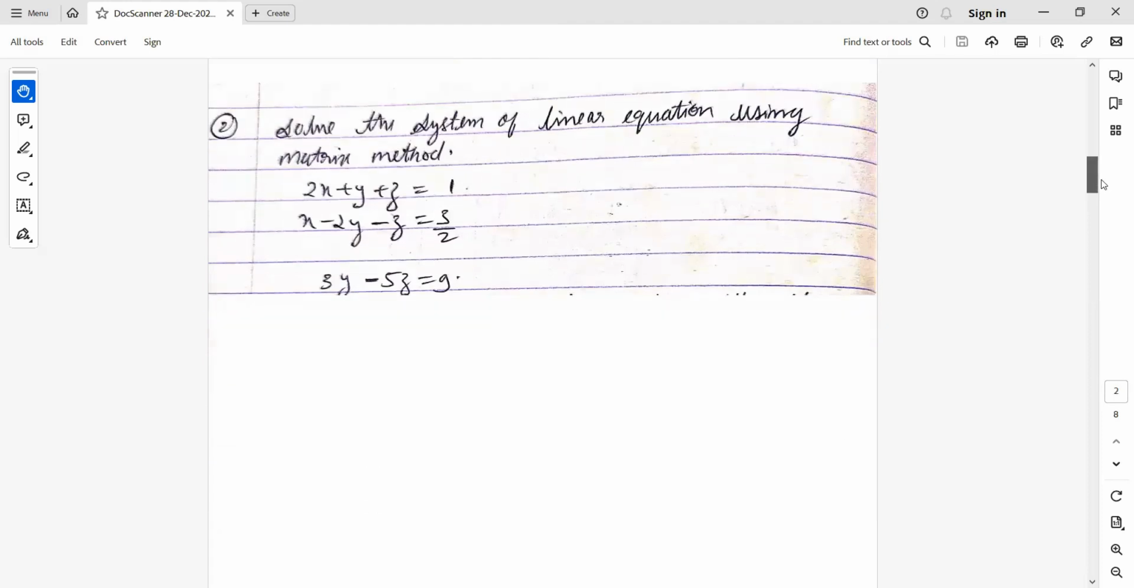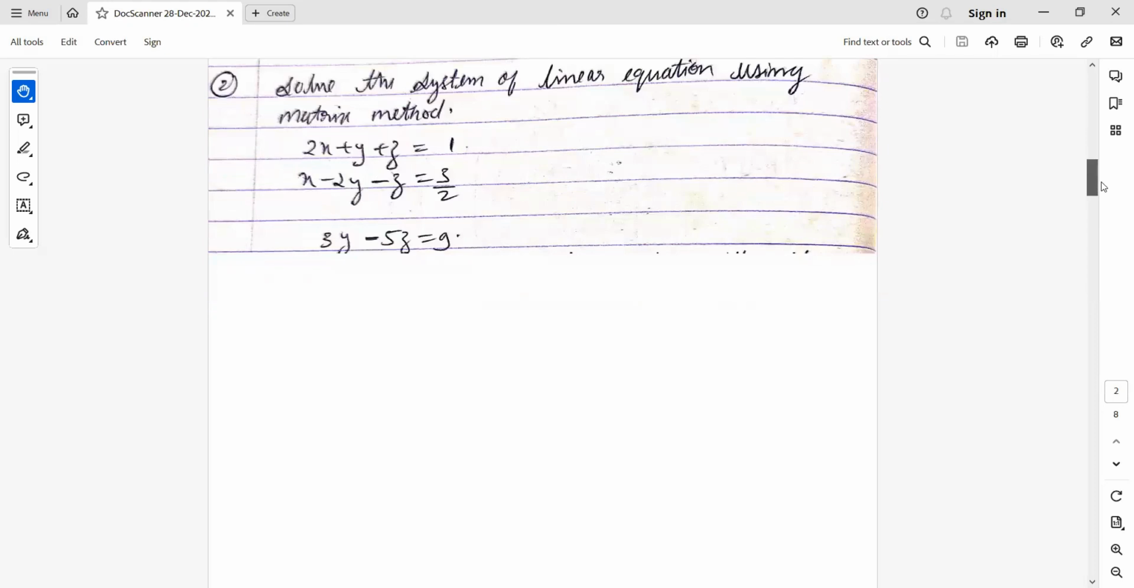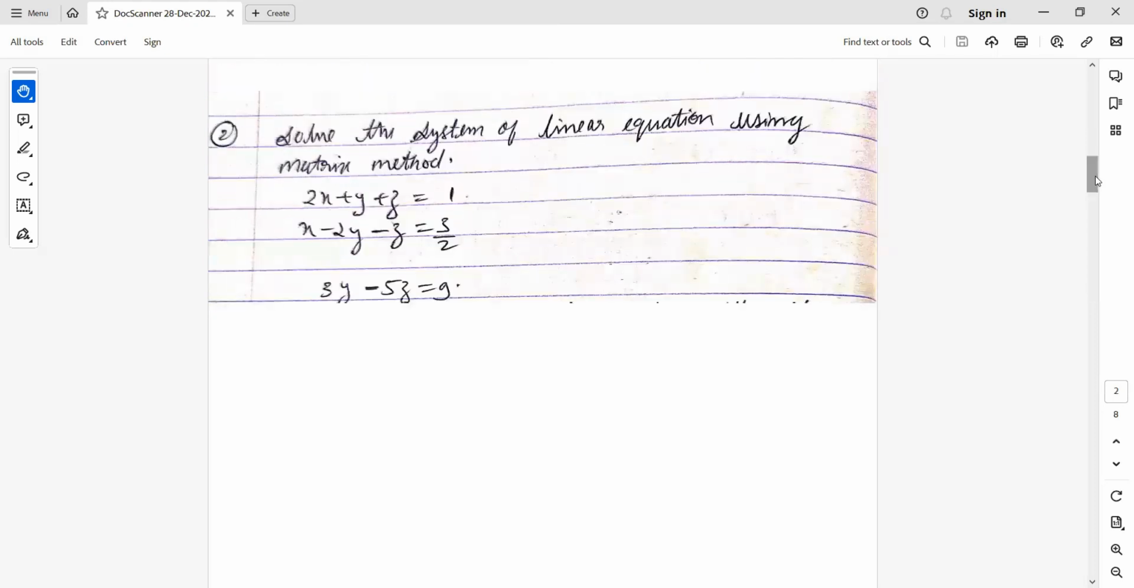So second question on matrix method. Along with me, try to solve it, and you all try to solve one example for homework. Keep a book and pencil with you.